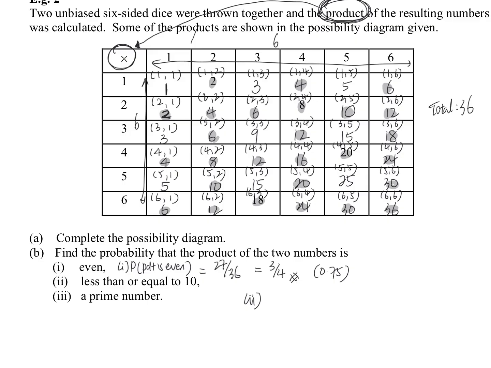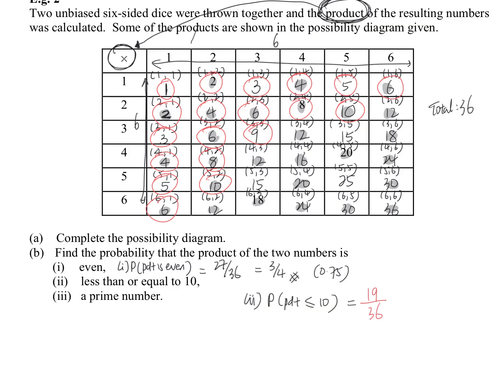Okay, next one. I want the product to be less than or equal to 10. So go and pick those that are less than or equal to 10. 1, 2, 3, 4, 5, 6, 7, 8, 9, 10, 11, 12, 13, 14, 15, 16, 17, 18, 19. That's all right. So 19 out of 36.